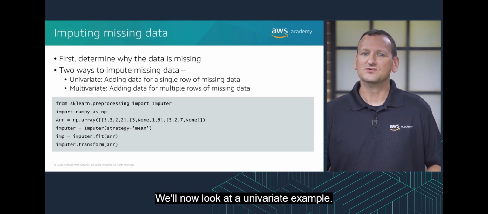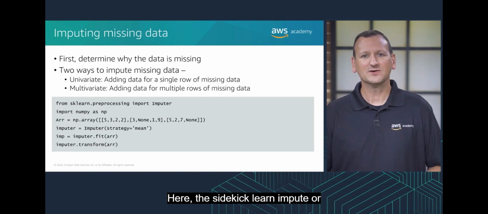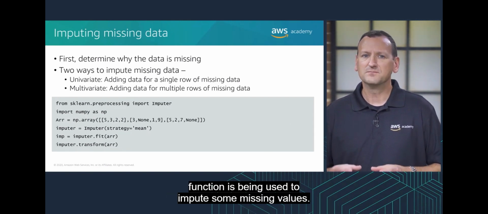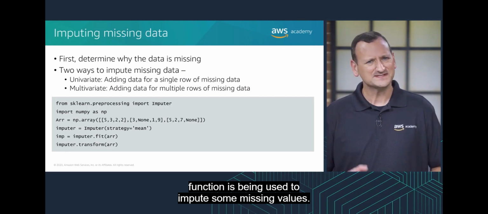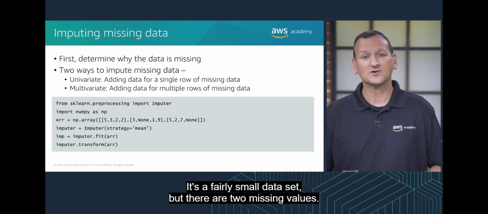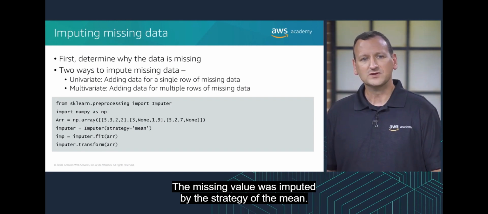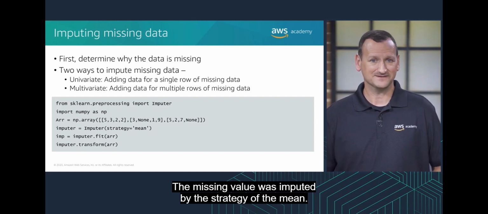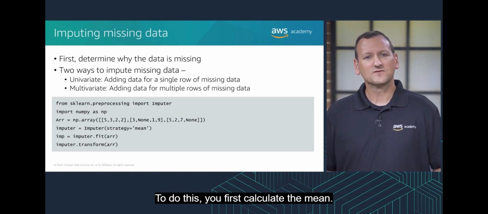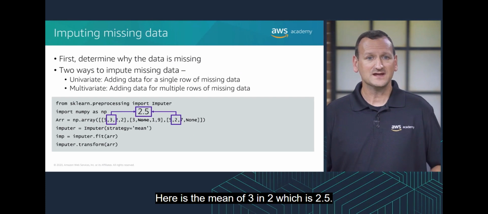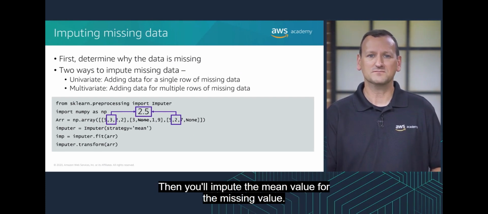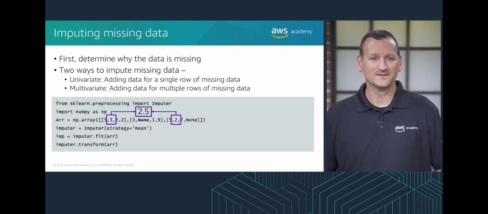We'll now look at a univariate example. Here, the scikit-learn imputer function is being used to impute some missing values. It's a fairly small data set, but there are two missing values. The missing value was imputed by the strategy of the mean. To do this, you first calculate the mean. Here, it's the mean of 3 and 2, which is 2.5. Then you'll impute the mean value for the missing value.